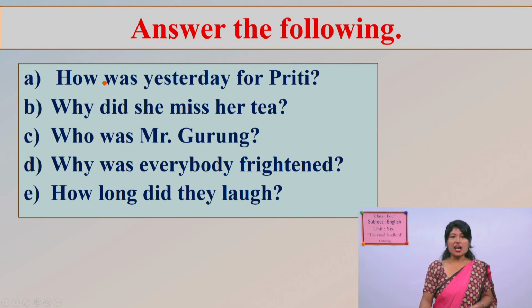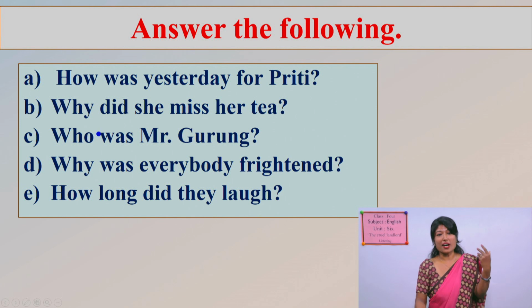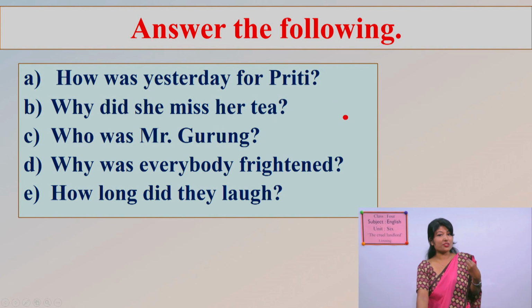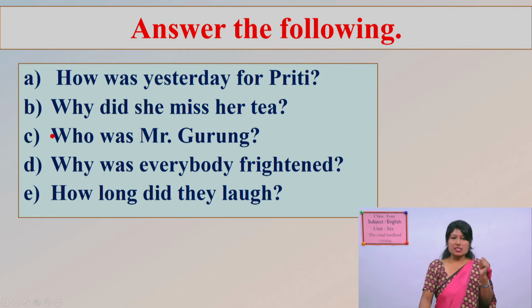Number A is, how was yesterday for Preeti? So how was it? You have to write it down in a sentence. Number B, why did she miss her tea? Why means you have to find out the reason. You have to find out the reason in the listening text. Number C, who was Mr. Gurung? Who was he? You have to find out in relation with Preeti. Find out that.